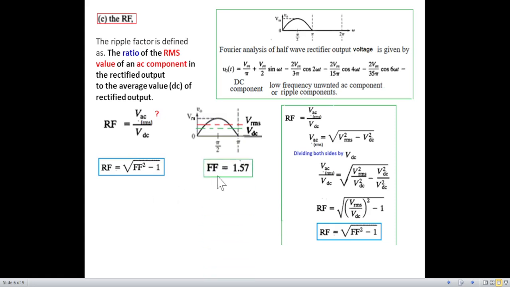And the form factor we had derived in the previous slide is 1.57. So we'll put this value here. And so ripple factor will be 1.21 or 121%.